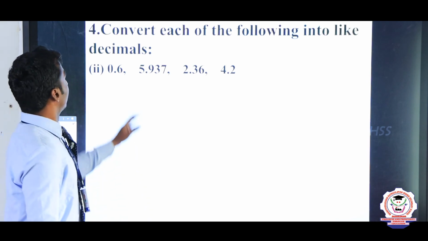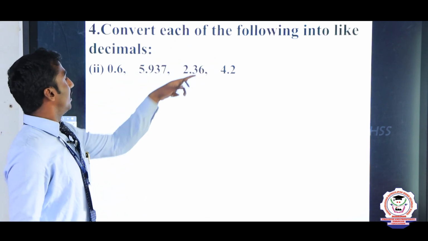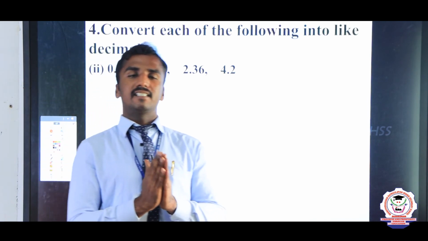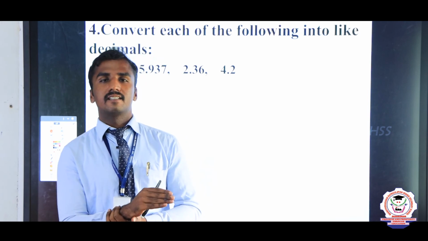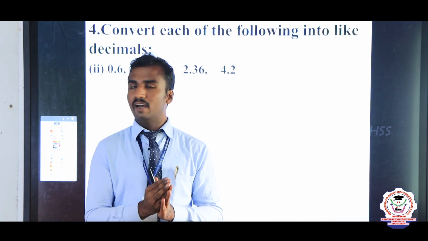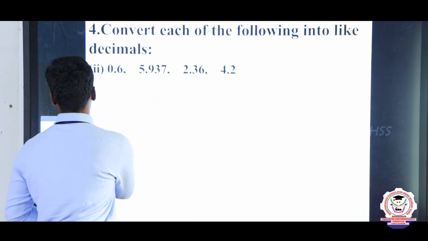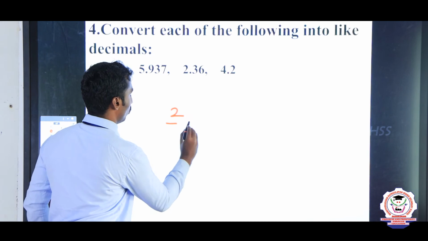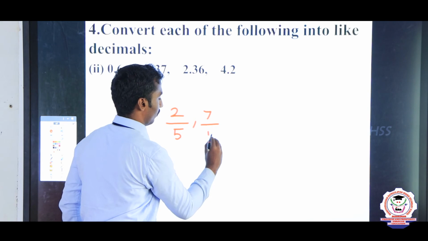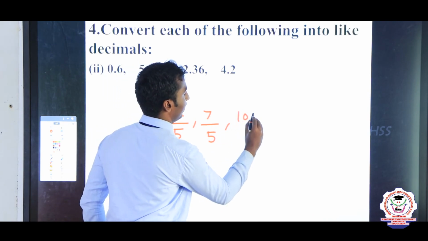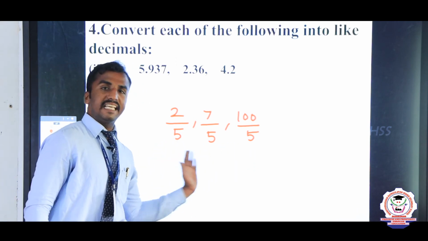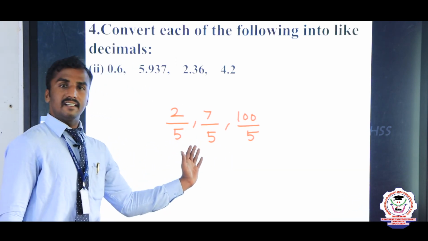So next one, convert each of the following into like decimals. Listen, what do you mean by like fraction? Like fraction means the denominator value is always equal. Example, 2 by 5, 7 by 5. The denominator value is always equal or same. This fraction is called like fraction.